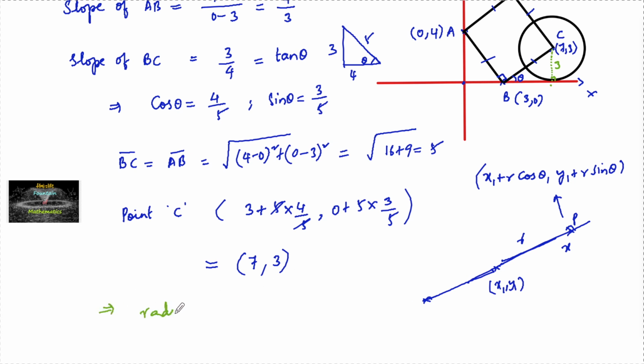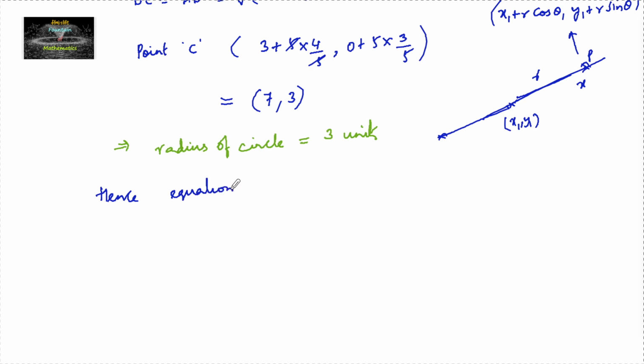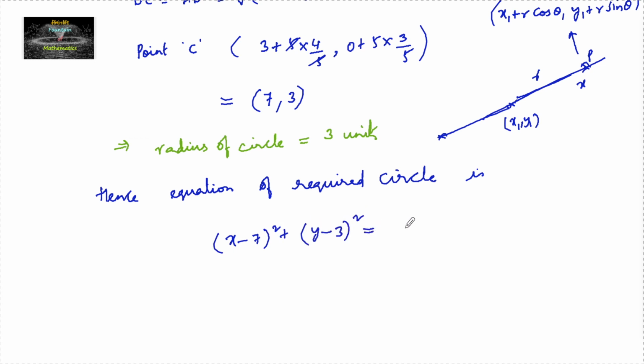So the radius of the circle is equal to the y coordinate, which is 3 units, and hence the equation of the required circle is (x minus 7) whole square plus (y minus 3) whole square is equal to 3 square, that is 9. So this is our equation of the circle.